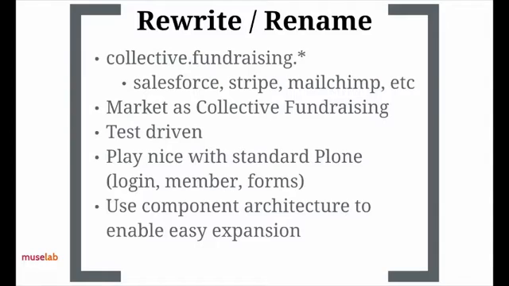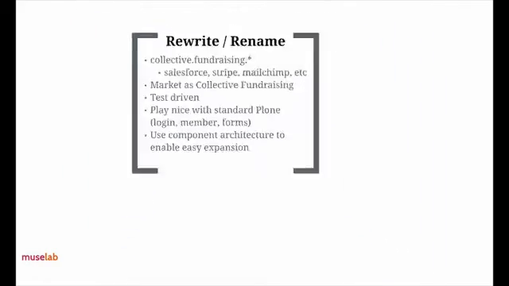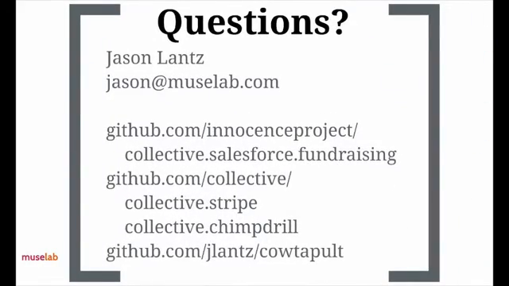Make it play nice with standard Plone, so don't hijack the login, don't hijack the member. Use the standard Plone forms, which is now possible with Stripe. And use the component architecture to make it easy to expand out. So if you want to integrate CiviCRM or you want to integrate something other than MailChimp, you can just override those packages. So that's pretty much it.